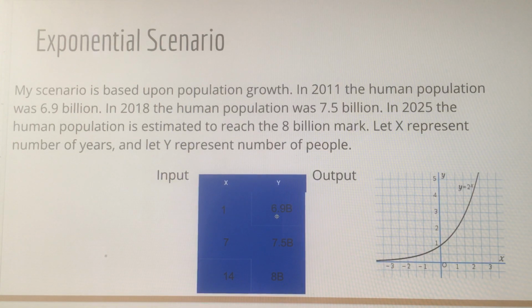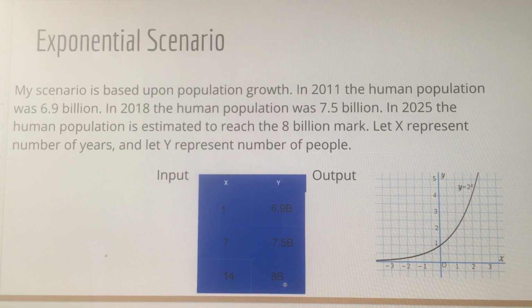The difference between 6.9 billion and 7.5 billion is 600 million, and the difference between 7.5 billion and 8 billion is 500 million. And it's not at a constant rate of change, which means that our function would be exponential. Over here, we have a visual representation of an exponential function. This is not to represent the word problem. As you see, the line is curved and not straight.